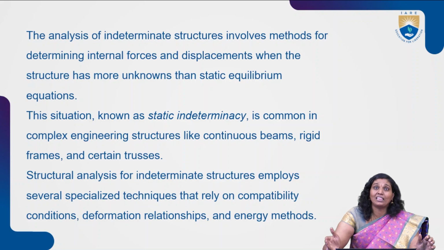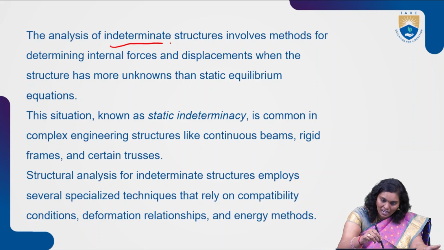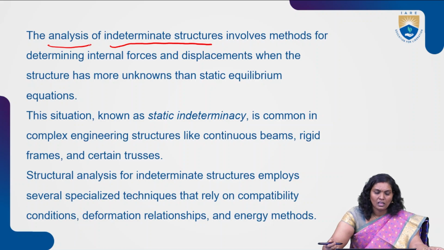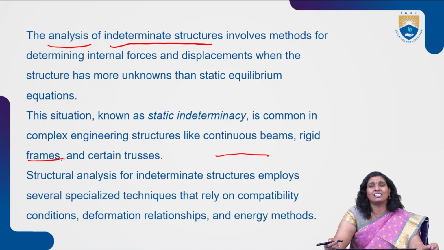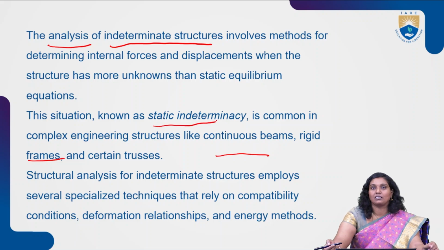When the structure has more unknowns than the static equilibrium equations, that is nothing but an indeterminate structure. We are analyzing those kinds of structures in this particular module. The situation is known as static indeterminacy. It is common in complex engineering structures like continuous beams, rigid frames, and some of the trusses also. We are going to understand the static indeterminacy.